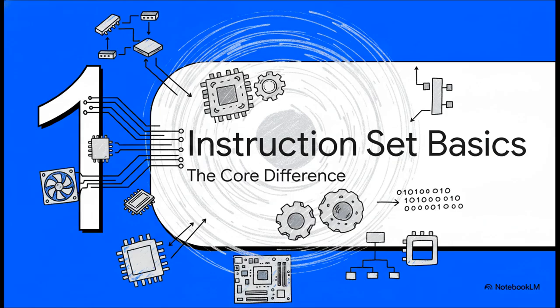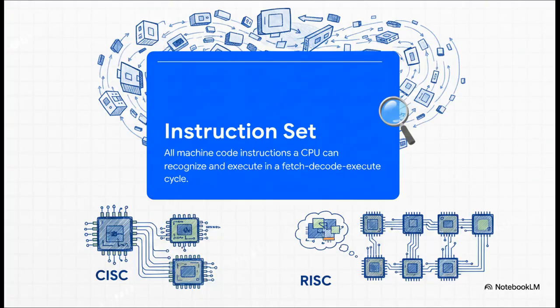Section 1. The instruction set basics. The core difference. So, first things first, what exactly are we talking about here? An instruction set is basically the complete collection of machine code instructions that a CPU can recognize and execute as part of its fetch, decode, execute cycle. You can think of it as the CPU's personal vocabulary. Now, CISC stands for Complex Instruction Set Computer, and RISC stands for Reduced Instruction Set Computer.